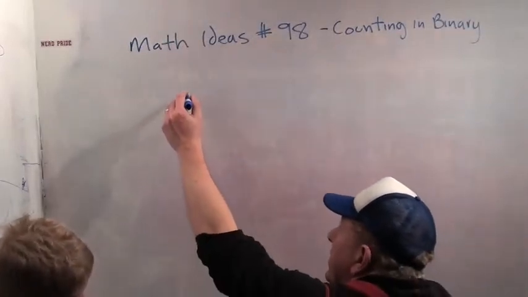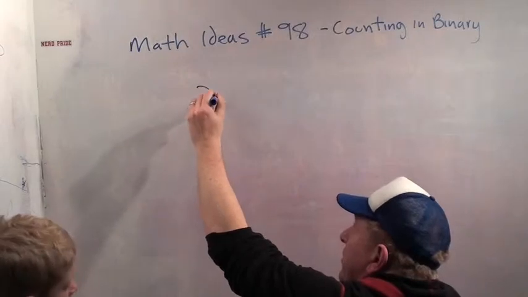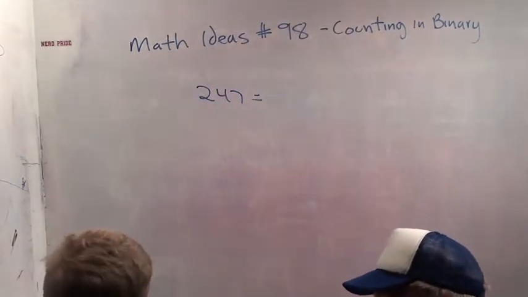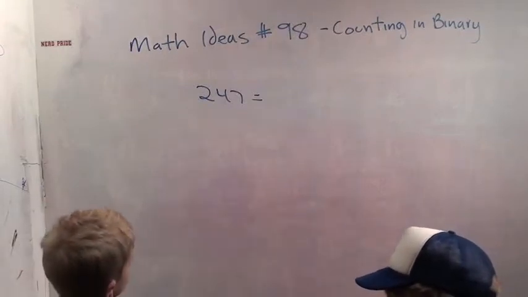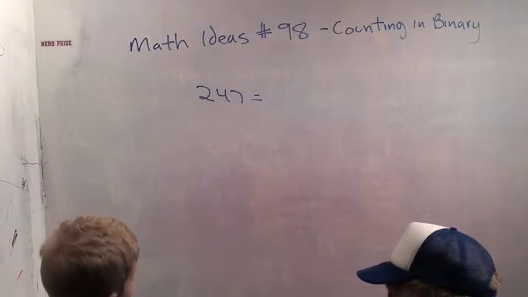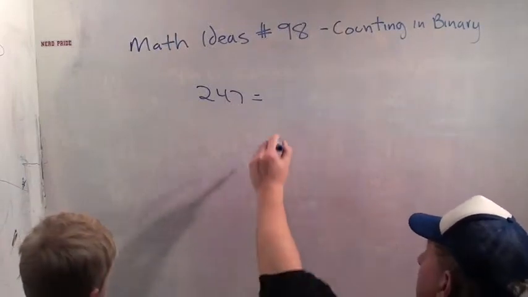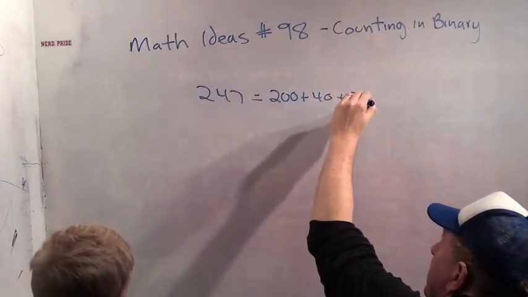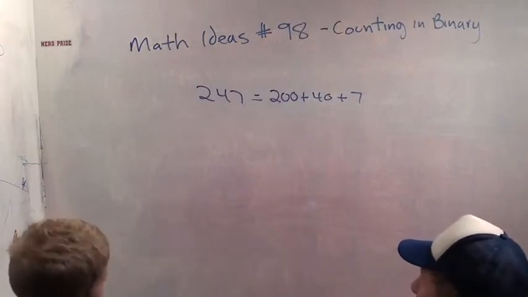Well, let's take a look at what counting in binary is. When we write down a number the way you're used to seeing them, like 247, do you know what 247 means when we write it down? It means 200 plus 40 plus 7.